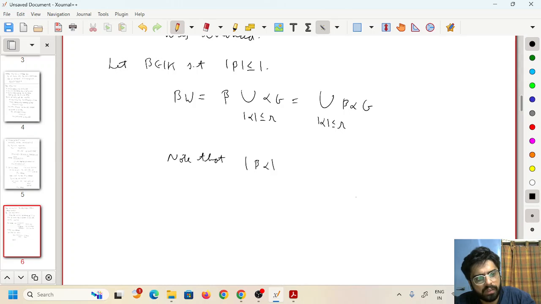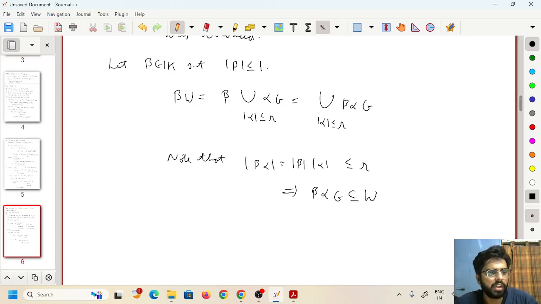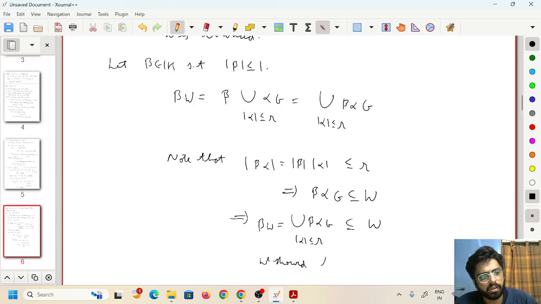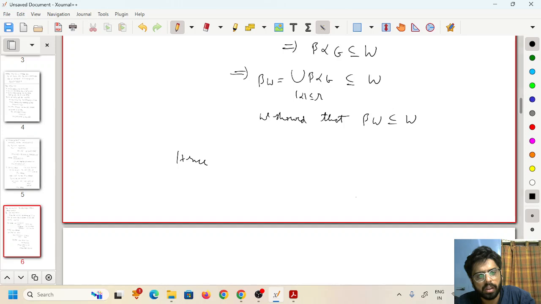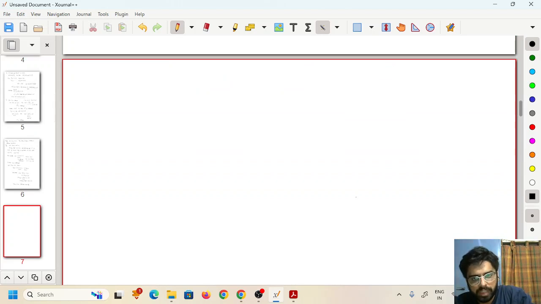Now beta alpha G, note that mod beta times alpha is equal to mod beta times mod alpha, which is less than or equal to R, right? So this implies beta times alpha G is contained in W, right? This is one of the elements in the union. Beta times alpha is one of the elements in W. So the union of beta times alpha G, mod alpha less than or equal to R, is contained in W, but this is nothing but beta W. So we showed that beta times W is contained in W. Hence W is balanced neighborhood of V. Okay.